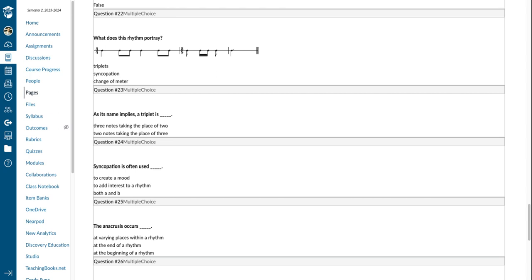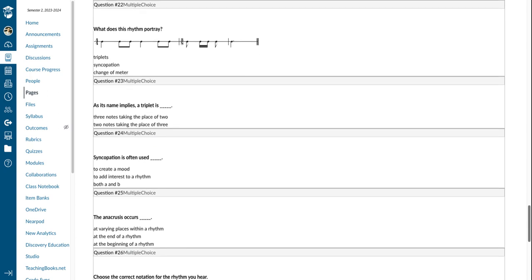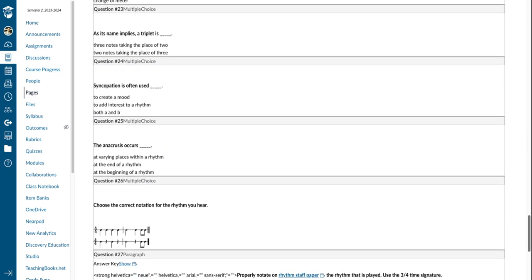Syncopation is often used to add interest to a rhythm. And the anacrusis occurs at the beginning of a rhythm. The anacrusis is at the beginning of a rhythm.